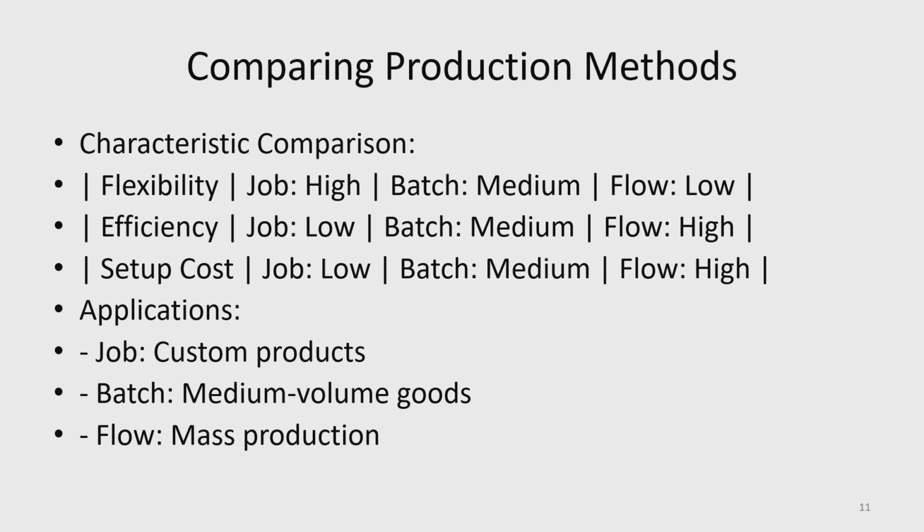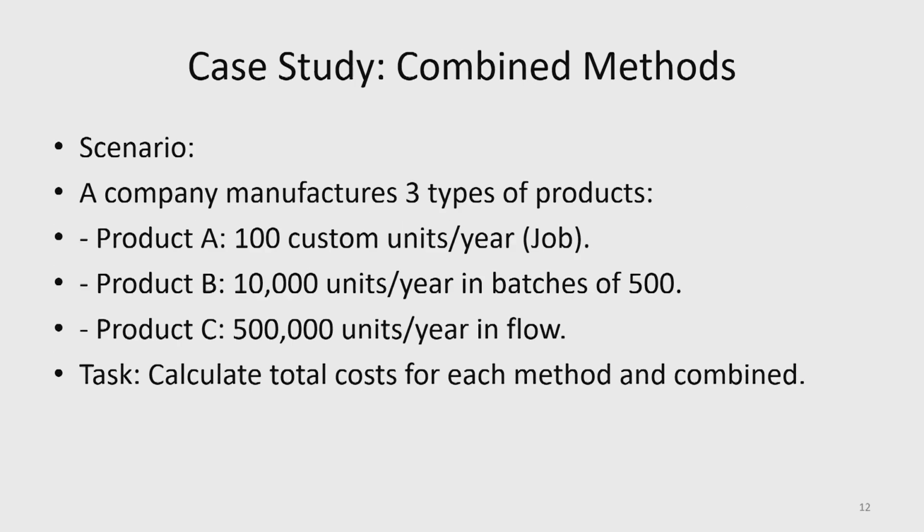Job production is basically used for making custom products, customized, that means as per requirement. And batch production is for medium volume goods, where volume means quantity or items of the production, that is medium. And in flow production we do mass production. So let us discuss some case studies.